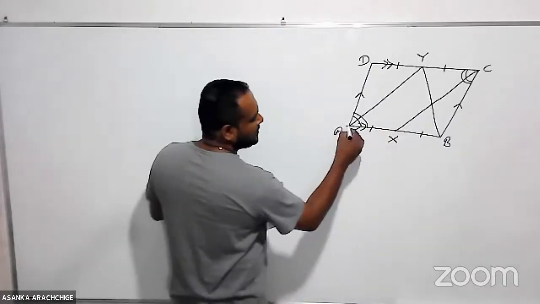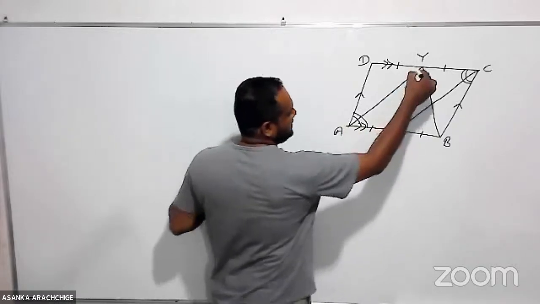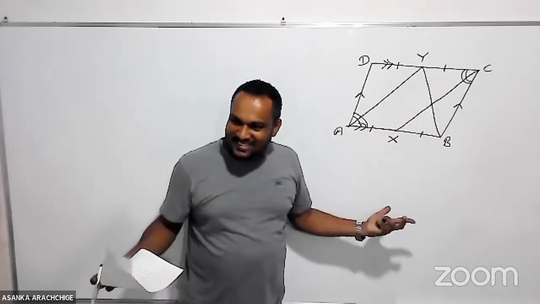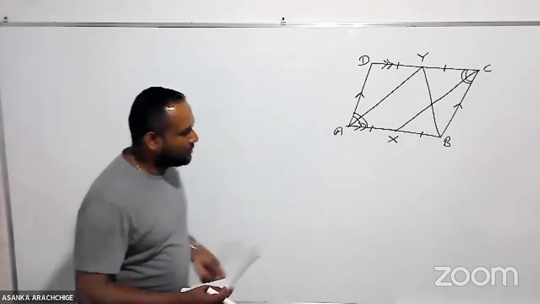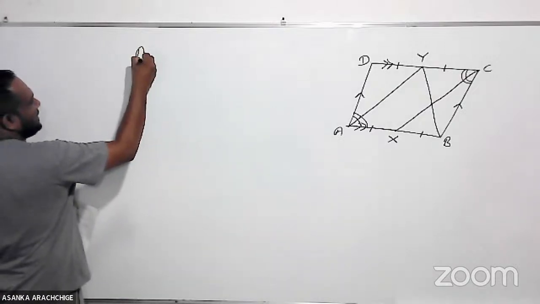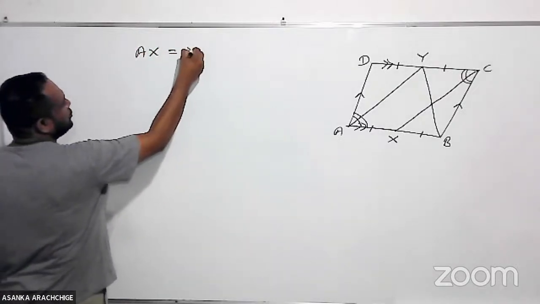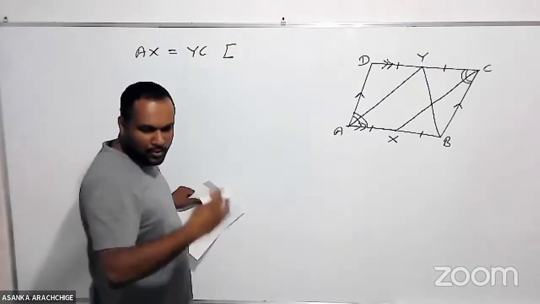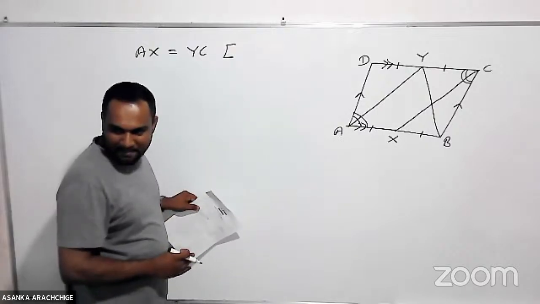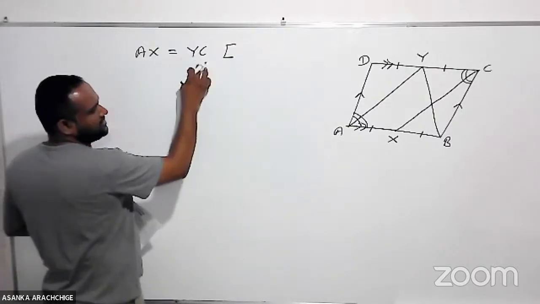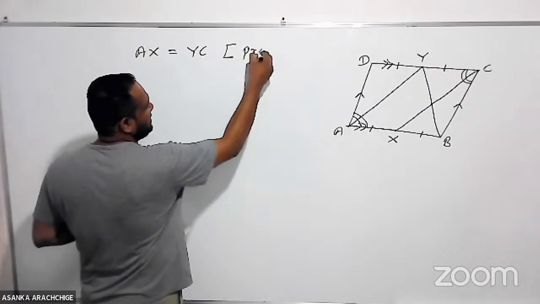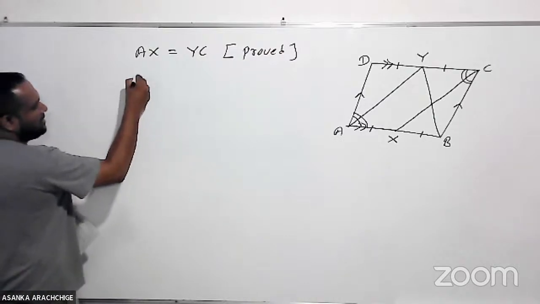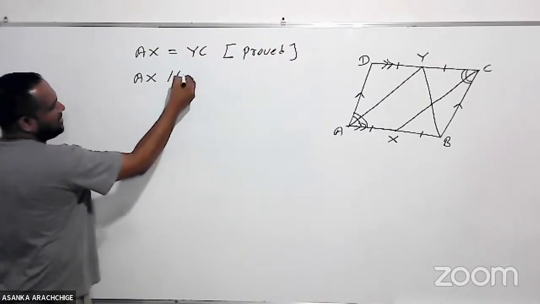Now look, AX is equal to YC. AX is parallel to YC. Understood? You can say AX is equal to YC. We have just proven it. AX is equal to YC. That is proved. Clear? Then AX is parallel to YC.